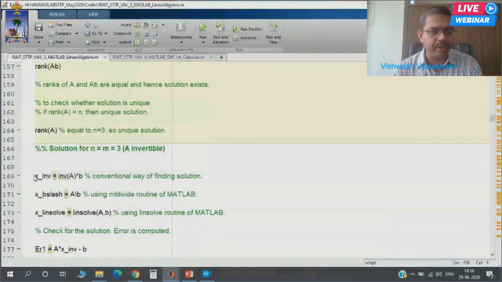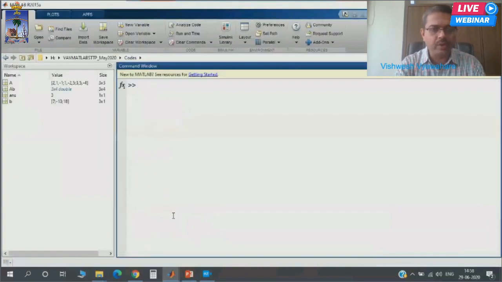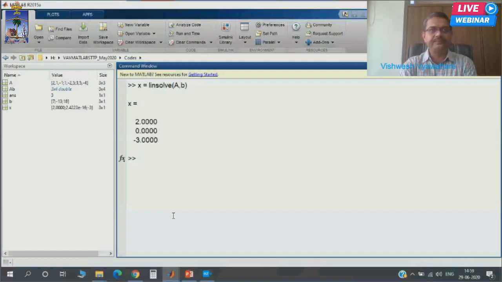Now how do we solve it? The solution is very simple. So we use this command linsolve A comma B. This is my A, this is my B. And I write X is equal to linsolve A comma B. You get the answer.